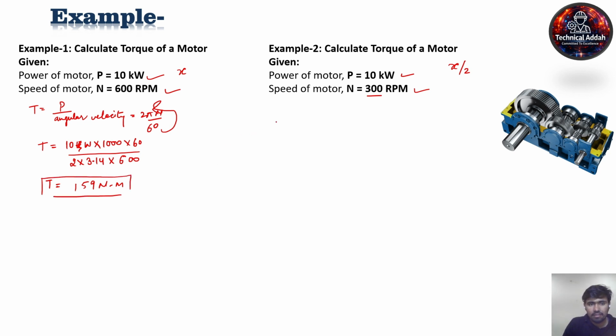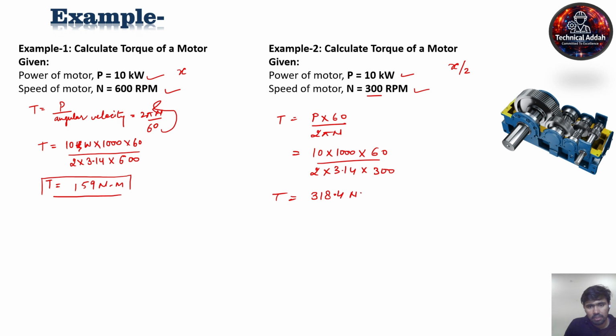Whereas in the second case, we know that torque is equal to power into 60 upon 2 pi n. So put the value 10 into 1000, by converting the 10 kilowatt into watt, into 60 upon 2 into 3.14 into 300. So the value of the torque will come somewhere around 318.4 Newton meter.